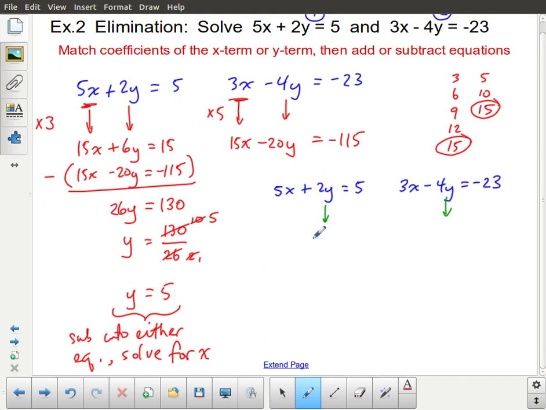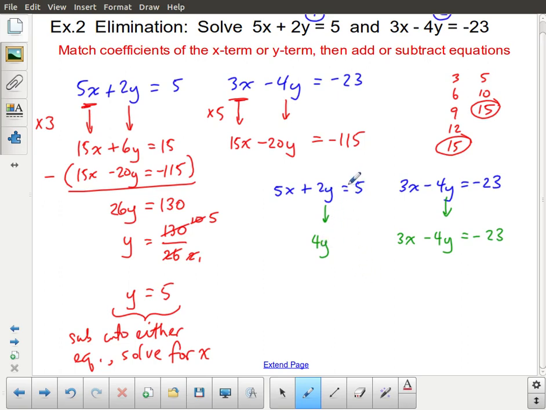So the easiest way to do this is to turn 2y into 4y, because this one is already 4. We don't care about the plus or the minus. I'll show you how we're going to deal with that in just a moment. Now remember, this is review, so hopefully you remember how to deal with that. So what did I do to change 2y into 4y? I didn't do anything over here, so this is just 3x minus 4y equals negative 23. That stays the same. So what did I do to change 2y into 4y?